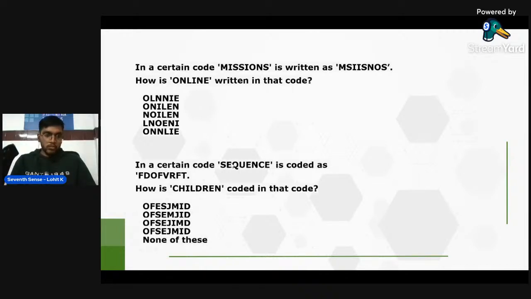So what is plus one of S? S plus one is T. E plus one is F. Q plus one is R. U plus one is V. E plus one is F. N plus one is O. C plus one is D. E plus one is F.